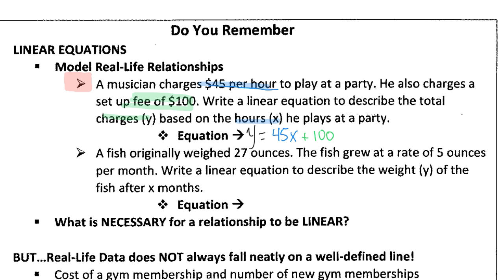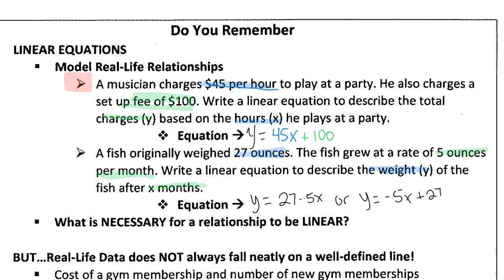Since we went over the first one, try the second one. Pause and try this. Hopefully you got y equals 27 minus 5x, or y equals negative 5x plus 27. Either one works. They both say the same thing, just one starts with how much the fish originally weighed, so it doesn't really matter.